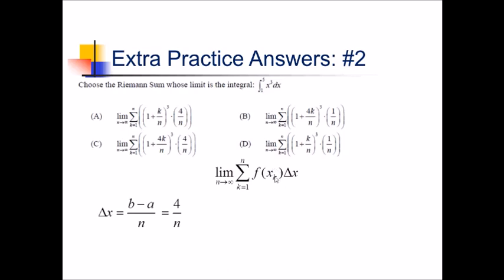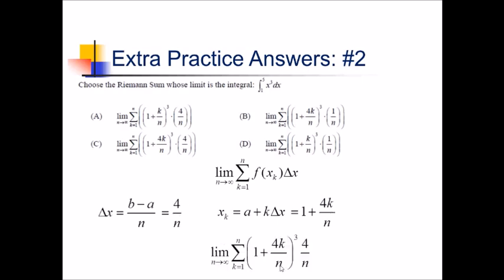Next, to get this kth x value, you take your starting x value, which is the lower limit of integration, a, and add k times the delta x. So this is going to be 1 plus k times the 4 over n that we just found. Now this whole thing goes inside your function. When I write all this out, I have the limit of the sum of 1 plus 4k over n, cubed, times our delta x of 4 over n. Looking at my answer choices, that's going to be choice C.